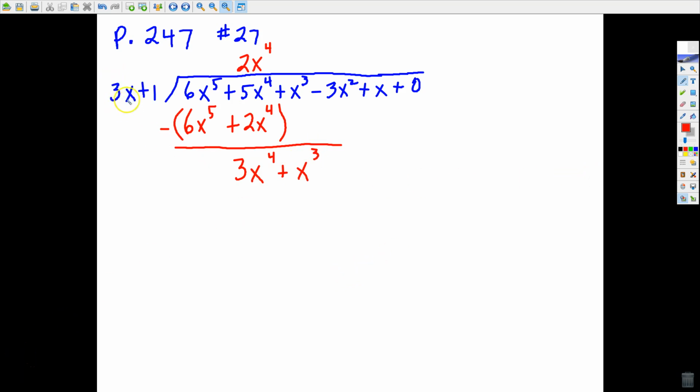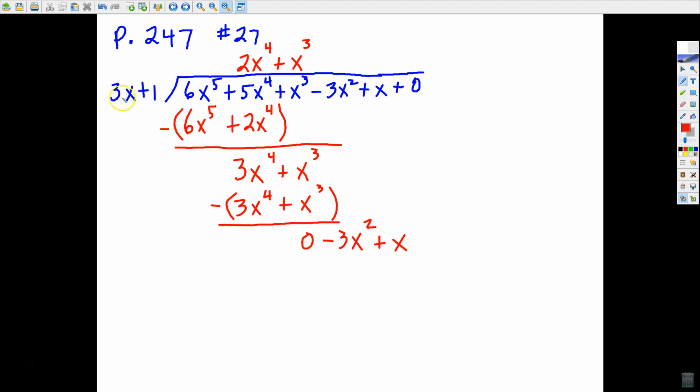Okay, now I'm going to divide 3x into 3x to the 4th, and that goes x to the third. Again, if you need to come off to the side and just work these out individually, that would certainly be okay. The 3's cancel, and as you can see, if you subtract the exponents, you get x to the third. Okay, and now multiply. So x to the third times 3x, 3x to the fourth, x to the third times 1. Okay, and we're going to subtract, and that all becomes 0. So now I'll just go ahead and bring down this plus x.